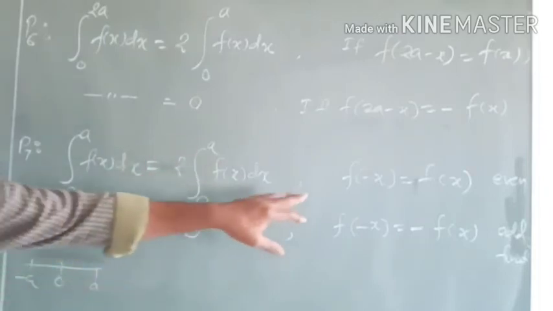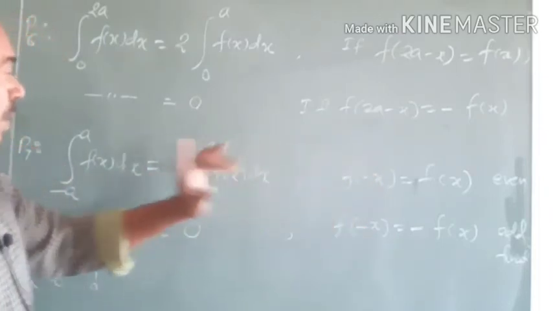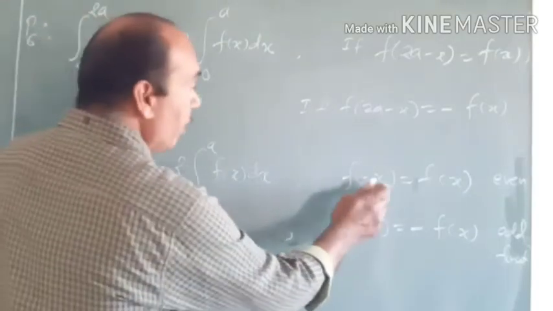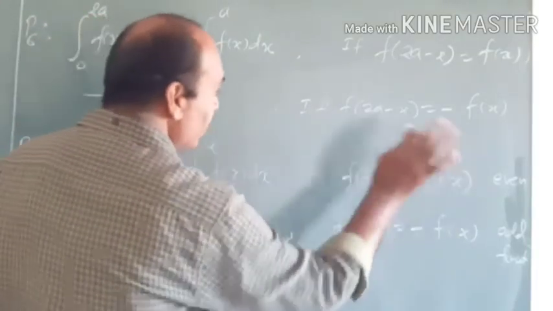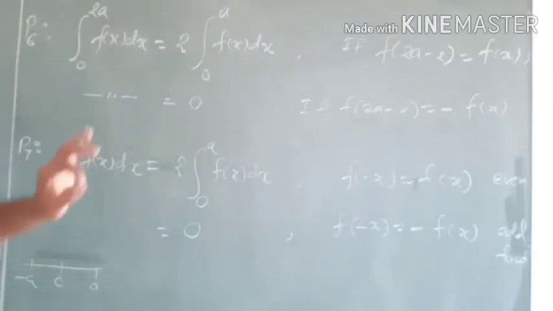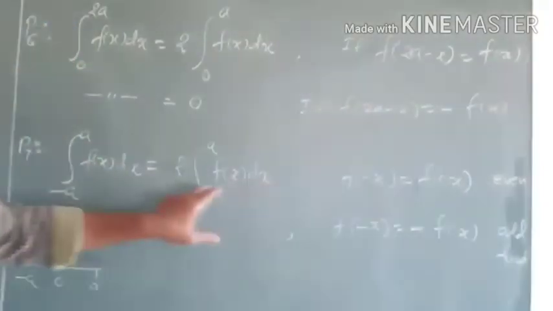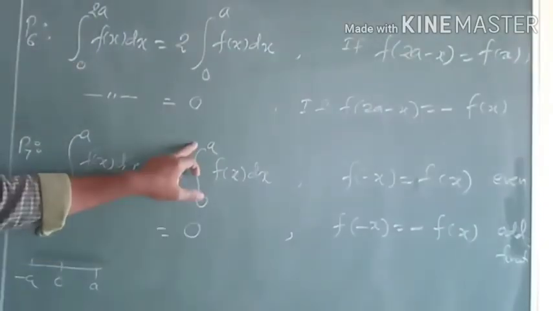First condition: if the function is even, it means if we replace x by minus x, we once again get the same result. It means if we write minus x in place of x and there is no change in the function, then the function is even, and we will write it as 2 times integral 0 to a f(x).